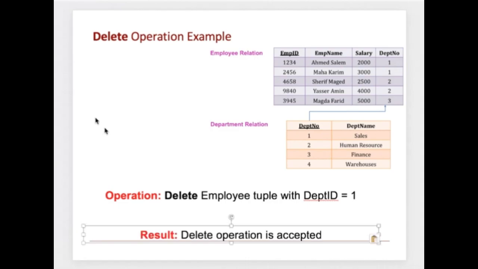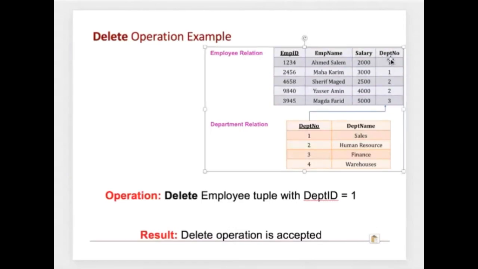Yes, you are right. This deletion is accepted because this department number is a foreign key here. You can call it a child table. In the foreign key table, you can delete the record, but you cannot delete the record in the parent table. In the parent table, the foreign references are checked. If you are deleting from the child table or the foreign key table, then the references are not checked. Okay, this is allowed.